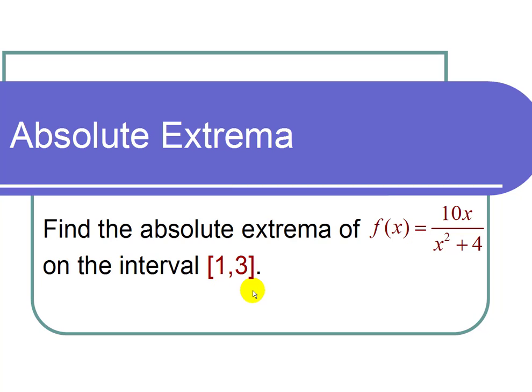So remember, absolute extrema happen either at the endpoints or at critical points. And we find critical points by taking the derivative and setting it equal to 0. So let's take the derivative.